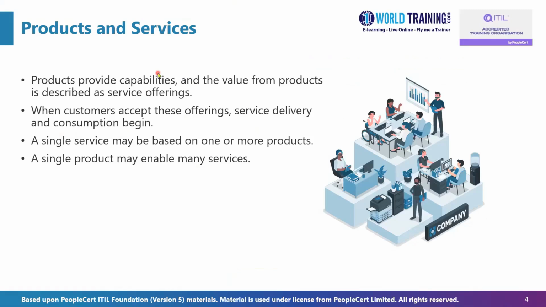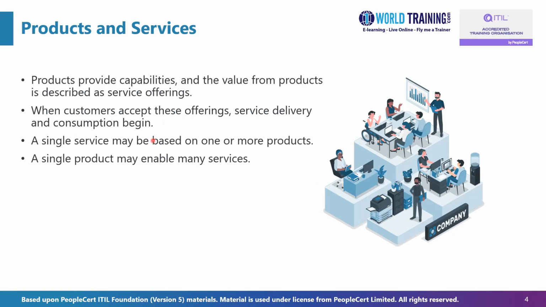Products provide capabilities, and the value from products is described as service offerings. So in that example, we had the service offerings such as flights and flight options from one city to another. And when customers accept these offerings, service delivery and consumption begin. If the customer is not there, the users are not there, then there is no need for the service delivery, and there will be no service consumption.